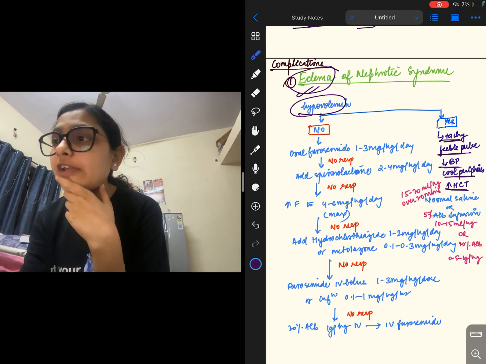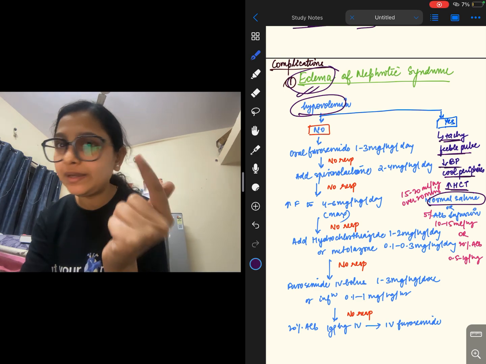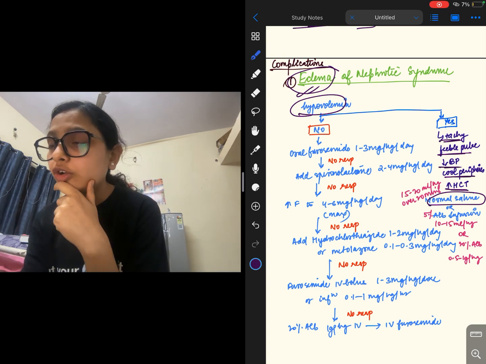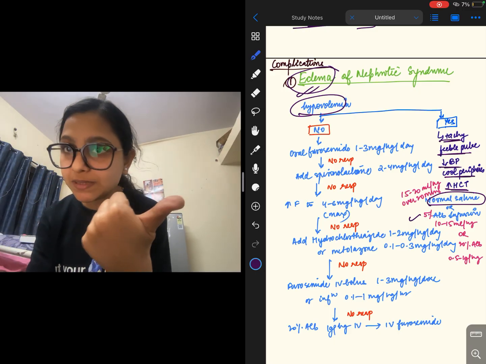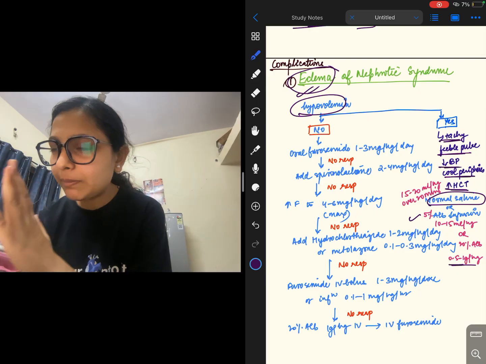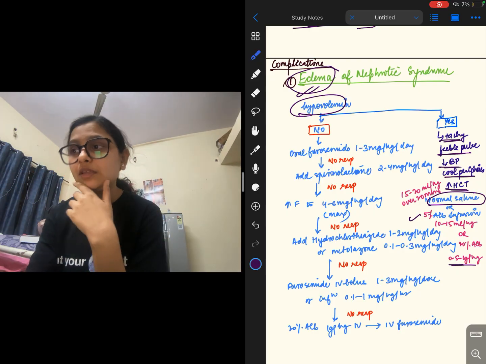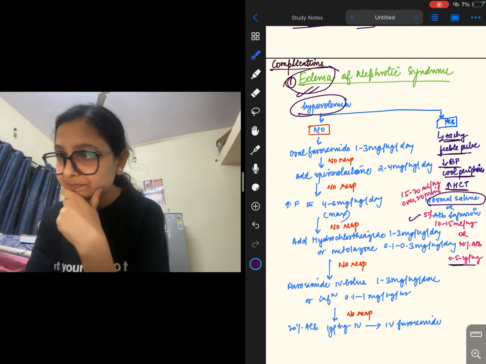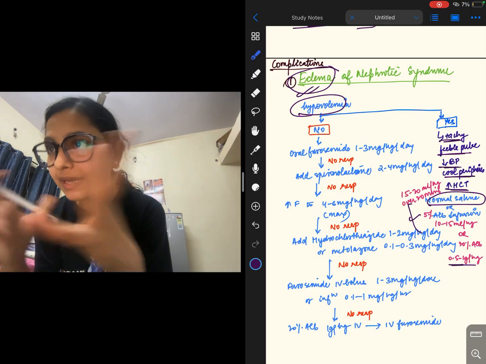In that case you have to give normal saline bolus of 15 to 20 ml per kg over 20 minutes. You have to give it quickly. Or you can also give albumin 5% at the rate of 10 to 15 ml per kg. If it is 20% albumin, at the rate of 0.5 to 1 gram per kg. If you're an MBBS student, no need to remember doses, but if you are doing PG, then you need to remember the doses.